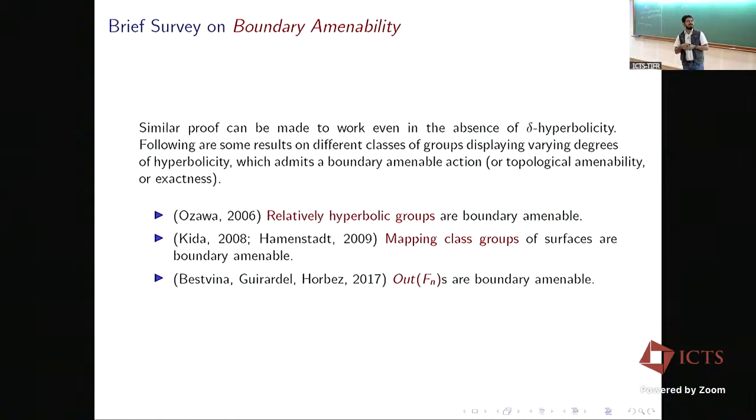Now we mentioned in the case of topological amenable action that point stabilizers should be amenable. So even if we take two non-exact groups and their free product, the stabilizers for the parabolic points, which correspond to these vertex groups, are going to be non-exact. So that is kind of an obstruction. So relatively hyperbolic groups are boundary amenable, but not on their Bowditch boundary.